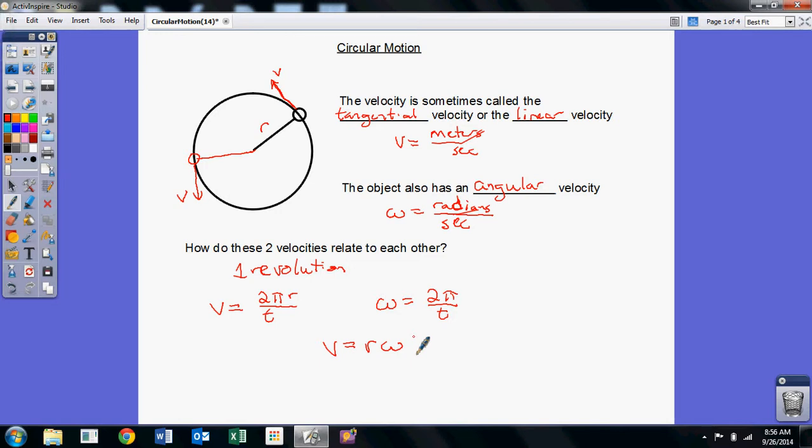I'm introducing this a little bit. We won't see angular velocity very much yet, but in the future it's going to be an important concept. So I just wanted to show that to you there. So that's how those two velocities relate to each other.